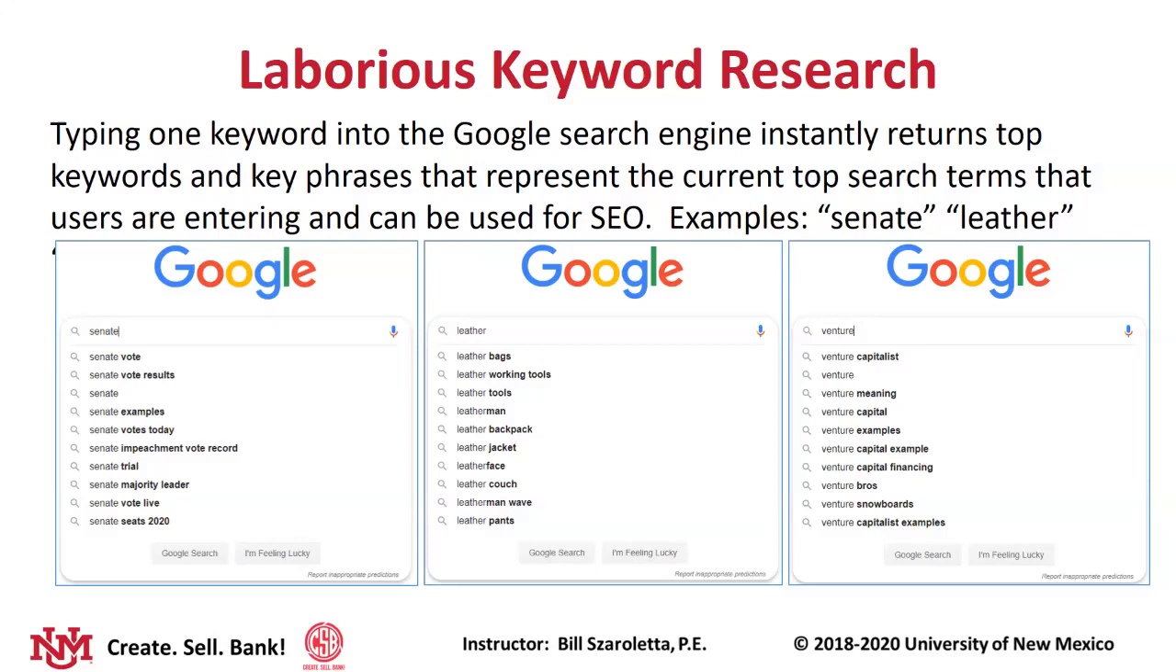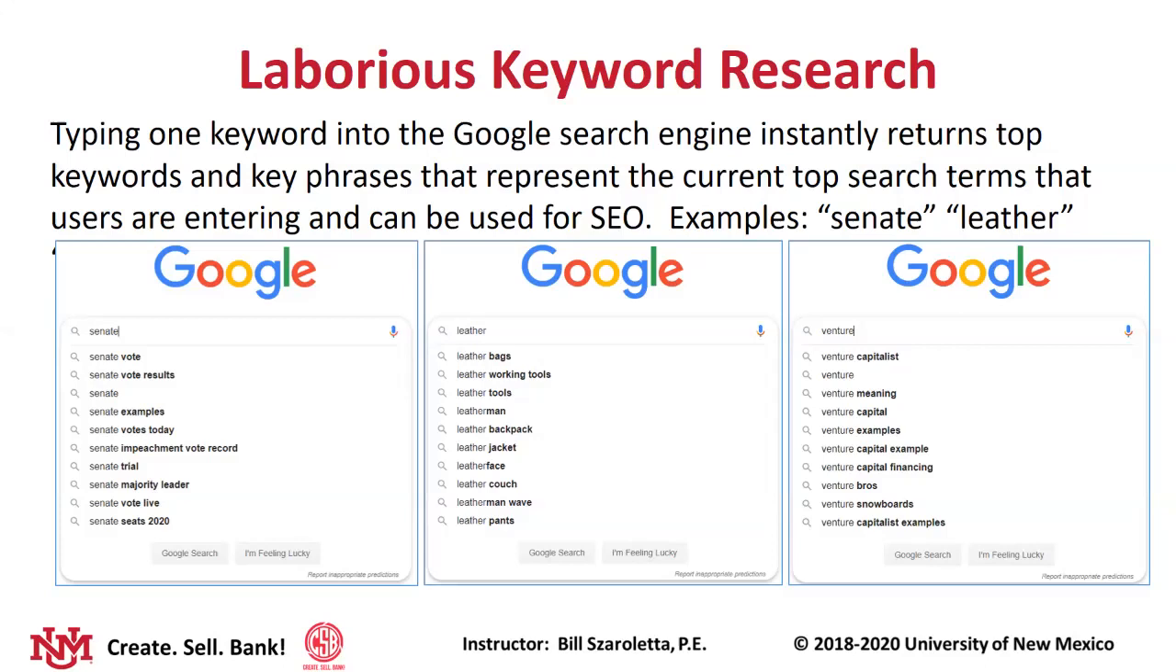So we'll see an example on the next page, but you do the same thing for leather and you do the same thing for venture, and you get examples. And it's really important as you're putting together your particular web pages and doing search engine optimization that those are what people are typing into the search engines.